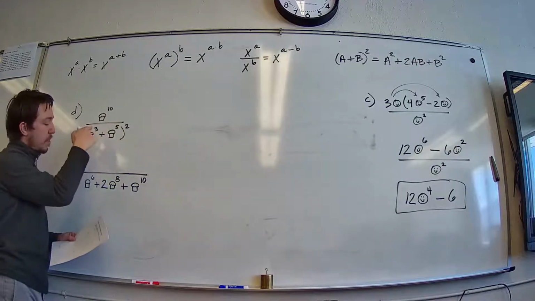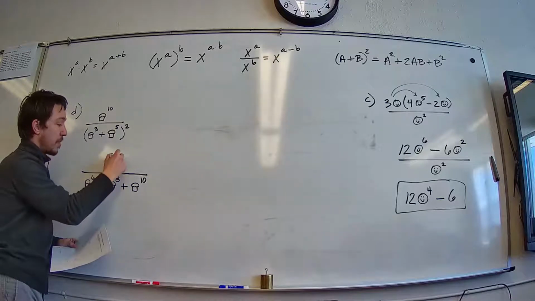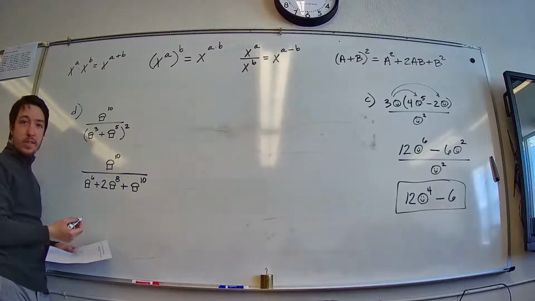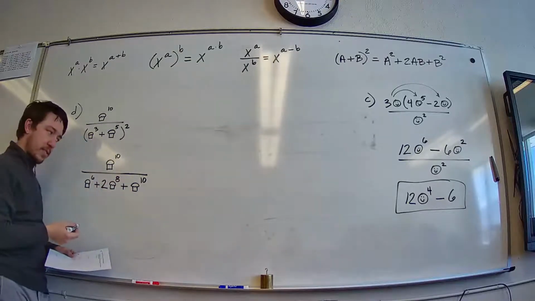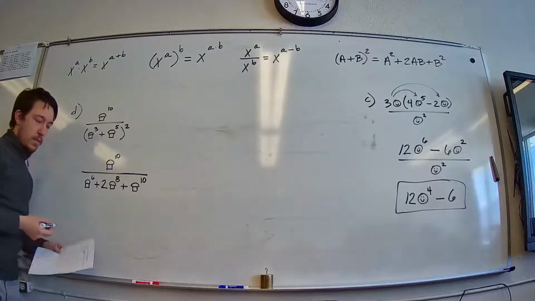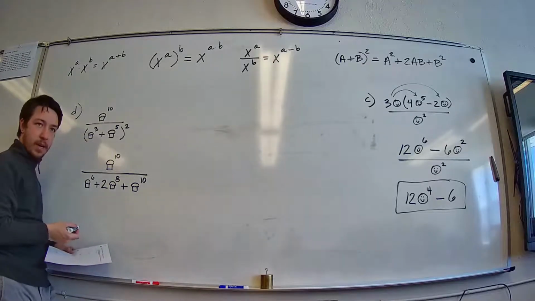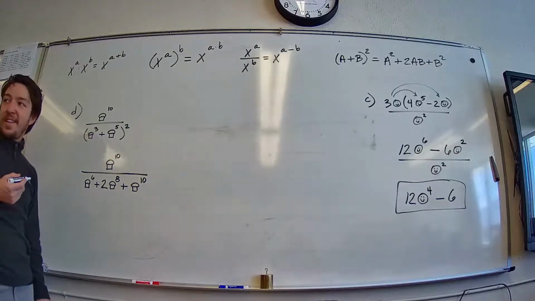So now the top is c to the 10th. Again, what is the student often tempted to do? Cancel out. That is not how division works. That's not correct, right? Why not?